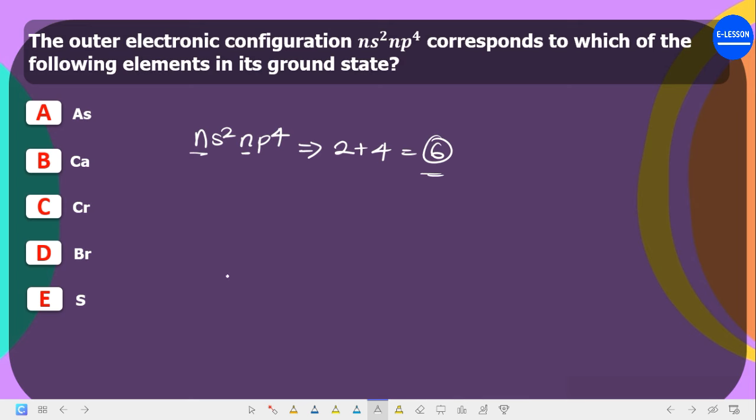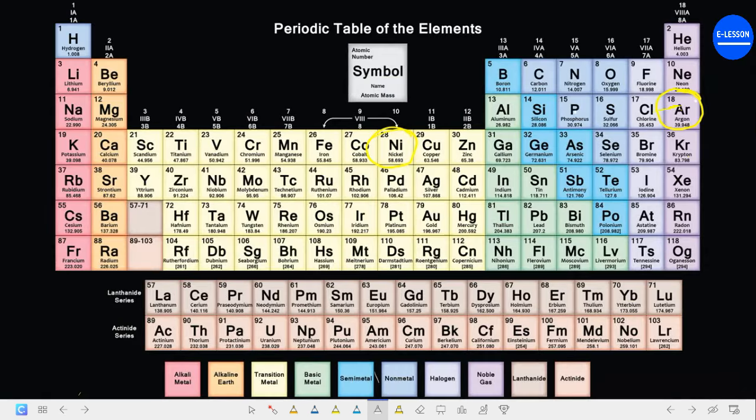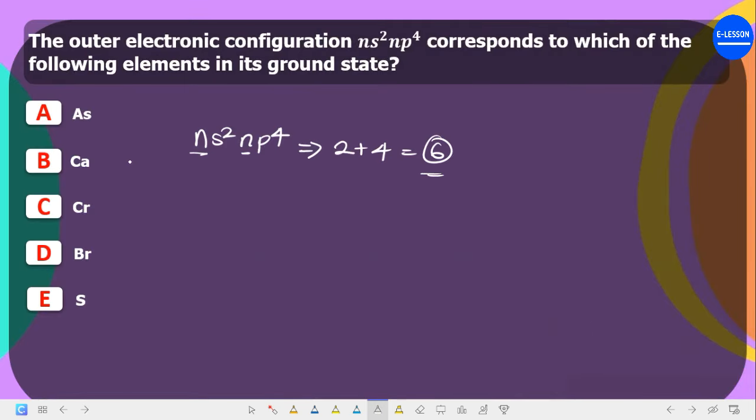Now, which of the elements here are group 6 elements? If you look at the periodic table, the group 6 elements are oxygen, sulfur, selenium, tellurium, polonium, and livermorium. But all these last ones don't matter. Just oxygen, sulfur, selenium, and tellurium. So if any one of these falls into the answer options, it means that is the correct answer, because they are group 6. Arsenic is wrong, calcium is wrong, chromium is wrong, bromine is wrong, and sulfur is the correct answer because sulfur is a group 6 element that has atomic number 16.